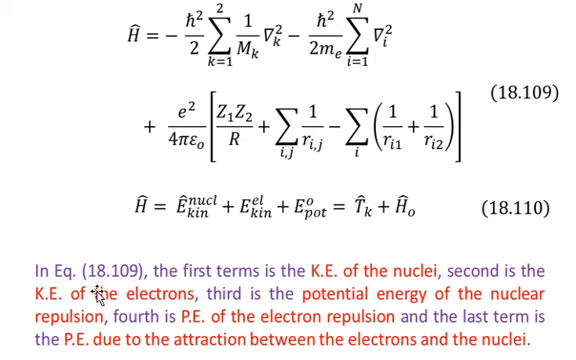So let me read the paragraph. In equation number 18.109, the first term is the kinetic energy of the nuclei. The second term is the kinetic energy of the electrons. The third term is the potential energy of the nuclear repulsion. The fourth term is the potential energy of the electron repulsion. And the last term is the potential energy due to the attraction between the electrons and the nuclei.